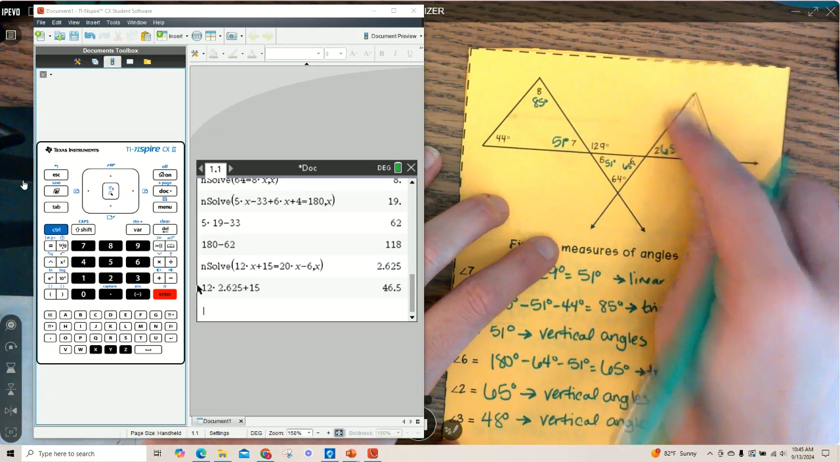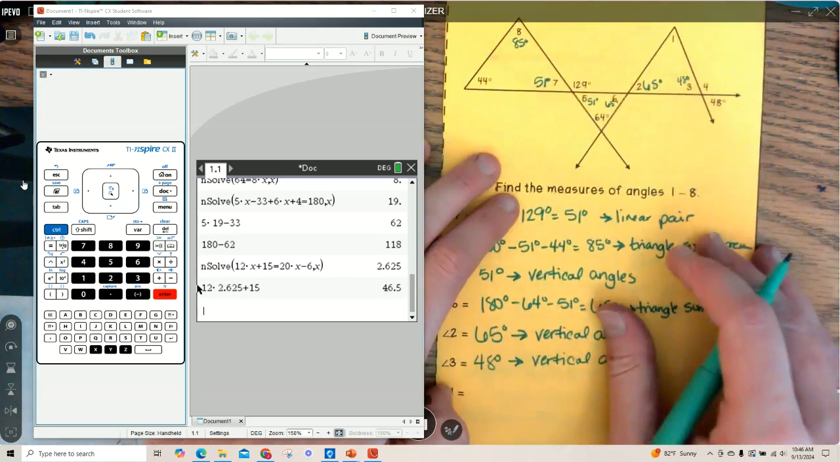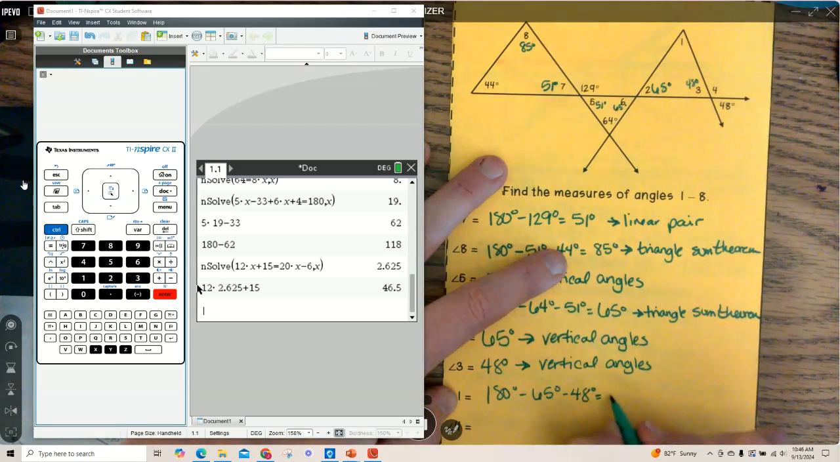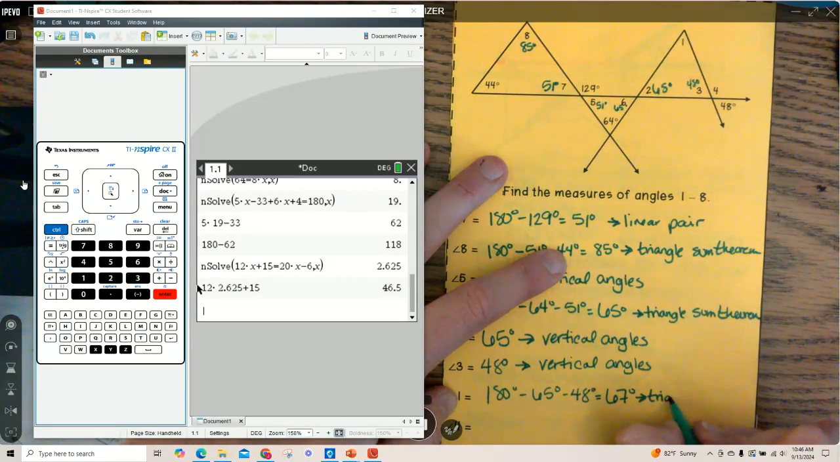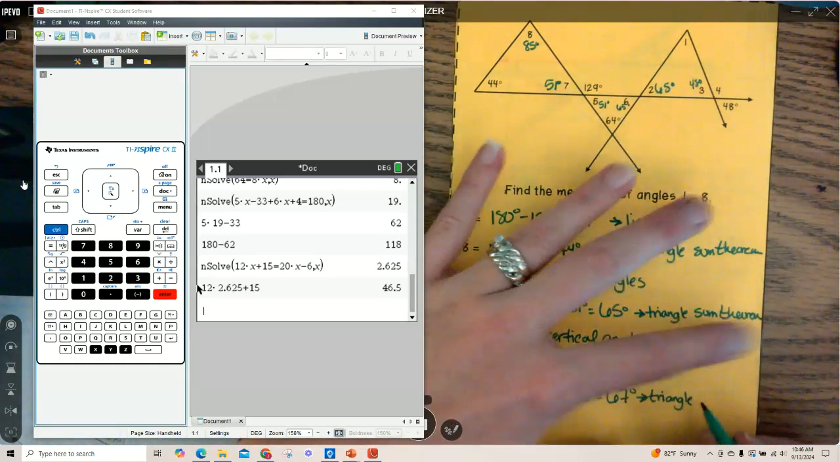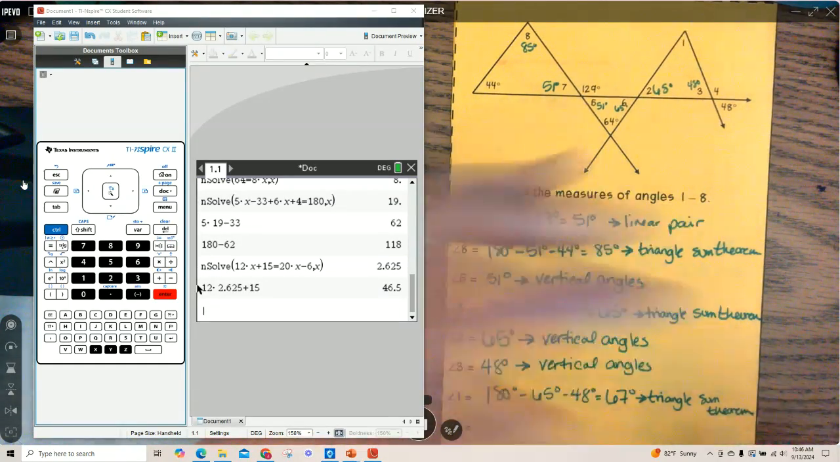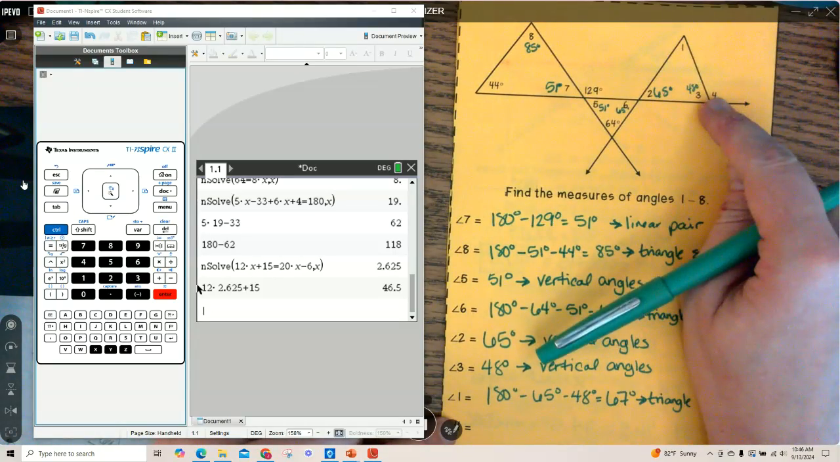Now we can find angle 1. We've got another triangle, so we can use triangle sum theorem. 180 minus 65 minus 48 equals 67 degrees. And that's triangle sum theorem.